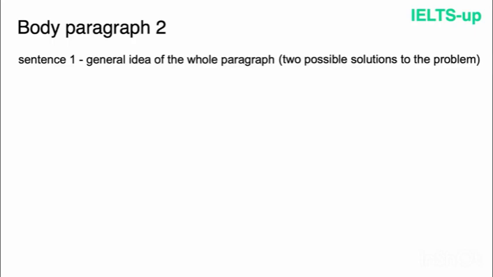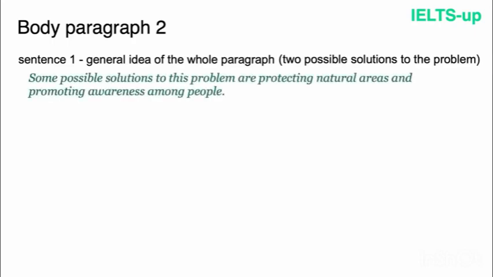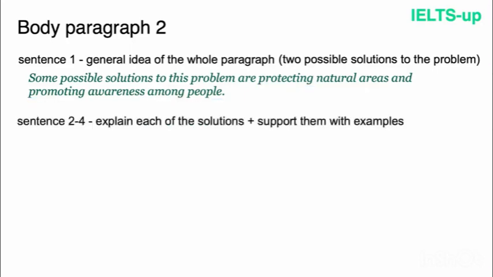And here is how I wrote this. Some possible solutions to this problem are protecting natural areas and promoting awareness among people. You can see that I clearly stated both solutions in this sentence. After that, we explain each of the solutions and support them with examples when it's possible. Here's how I wrote this block of text.